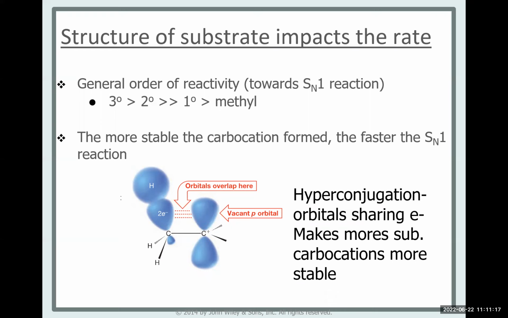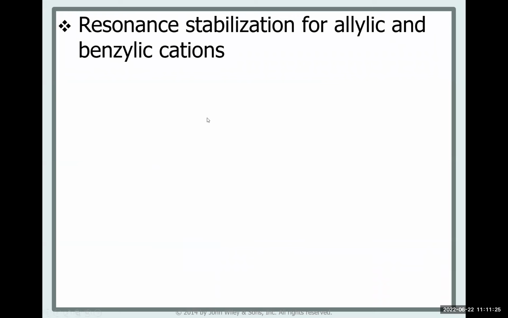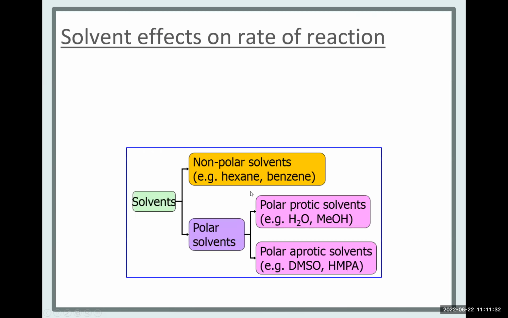Carbocations are stabilized by resonance, so SN1. And that was where we finished off, just the reactivity of carbocations, just to remind you. We talked about benzylic and allylic carbocations stabilized by resonance. Okay, so the very last thing we're going to talk about is solvent effects.